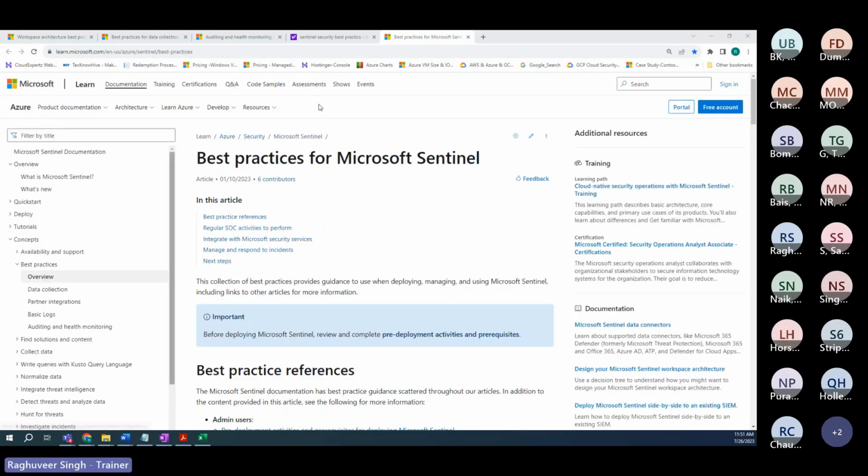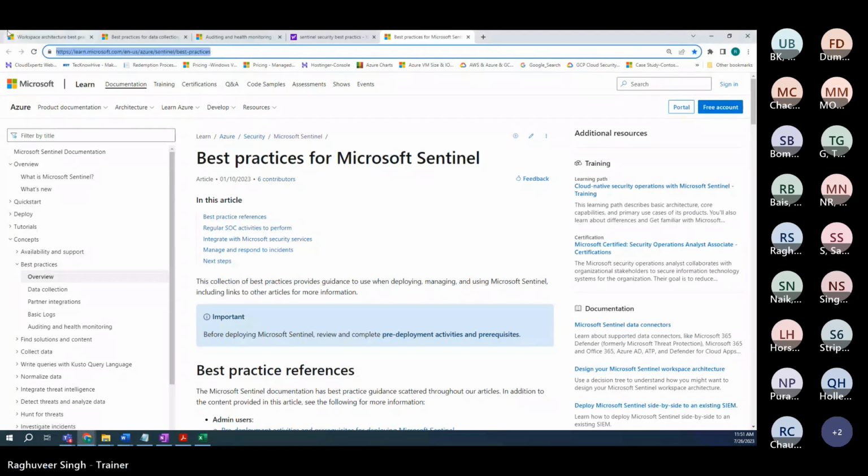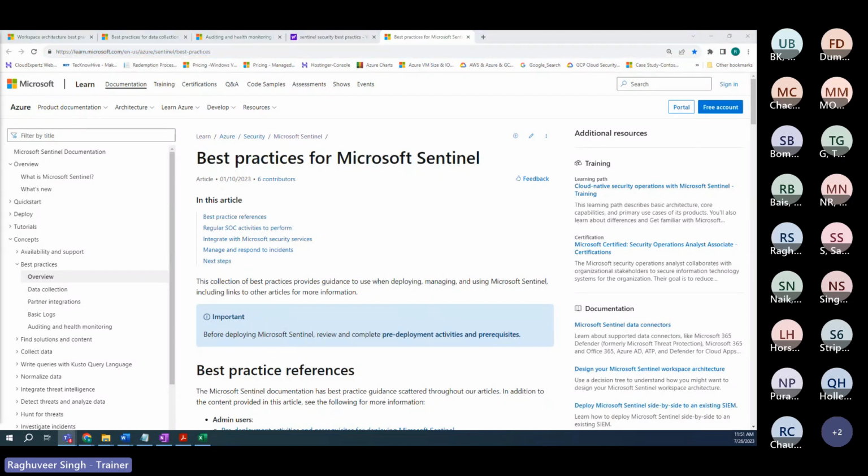Yes. Okay. So I'm sharing this best practices for Microsoft Sentinel. Now, this is a great document, and it will take a couple of hours to go through. That is why I want you to go through this document in your spare time and come back with any questions that you may have. Some of them will be answered in the subsequent sessions all by itself, but you can still make a note of those questions and share it with me.